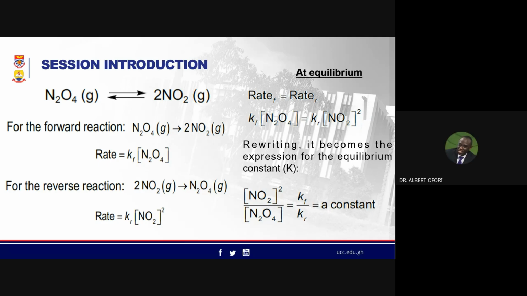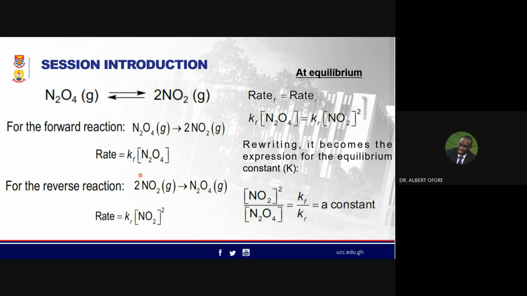That the rate of the forward reaction is equal to the rate of the reverse reaction. So those are the rates I've written here. And of course, the order here was 1 because it has a stoichiometric coefficient of 1. That's how we write the rate law.